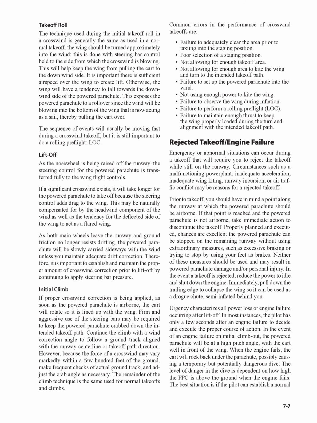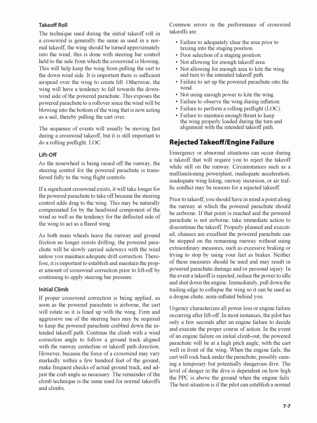It is important there is sufficient airspeed over the wing to create lift. Otherwise, the wing will have a tendency to fall towards the downwind side of the powered parachute. This exposes the powered parachute to a rollover since the wind will be blowing into the bottom of the wing that is now acting as a sail, thereby pulling the cart over. The sequence of events will usually be moving fast during a crosswind takeoff, but it is still important to do a rolling pre-flight lock.